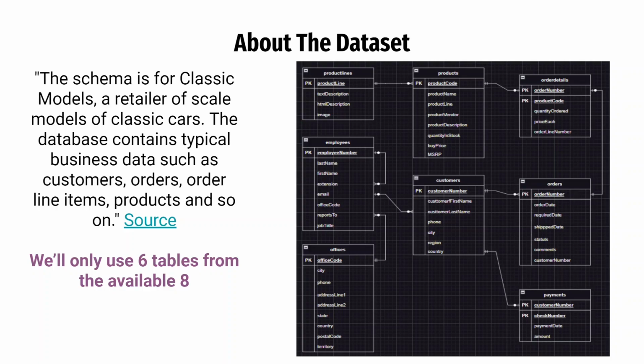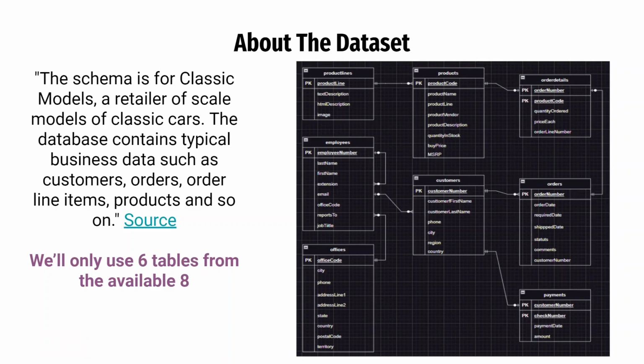There are 8 tables in this data set, but we're not interested in the employees table and the offices table. We're interested in the other tables. So we're just going to be using 6 out of the 8 tables that are provided in the classic models data set. Okay, so what's the classic models data set?